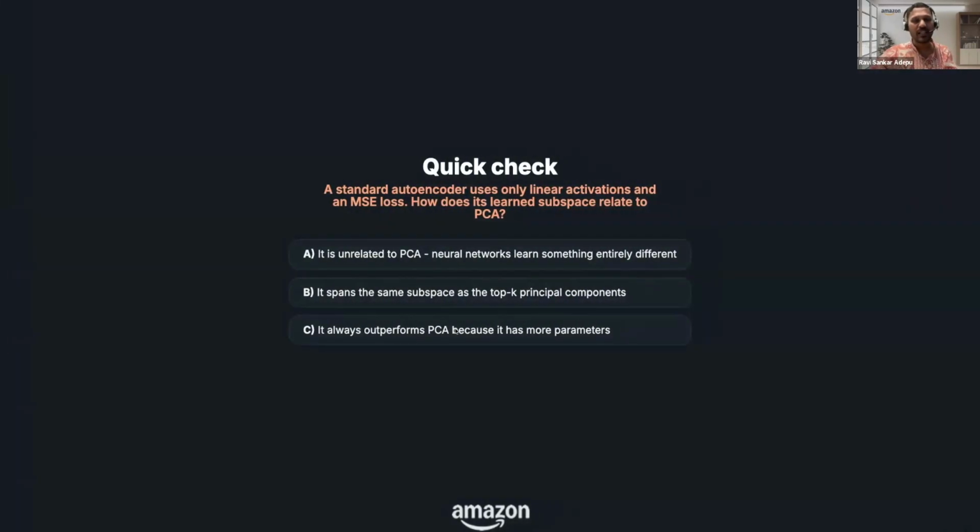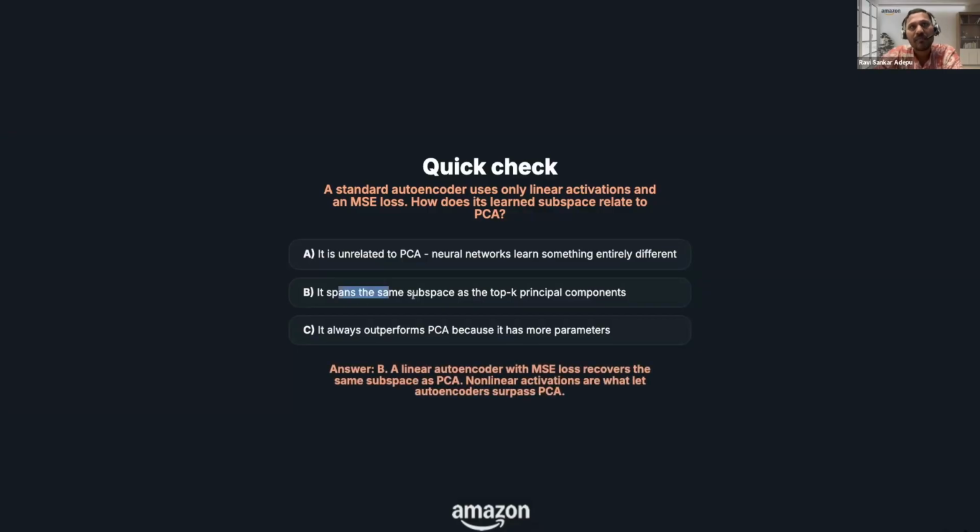So let's have a quick check, a very small quiz on the autoencoder. If a standard autoencoder uses only linear activations and an MSE loss, how is its learned subspace related to PCA? We can take a pause here and try to answer this. And the answer is it spans the same subspace as the top K principal components.